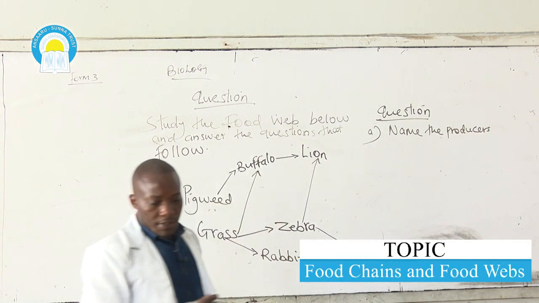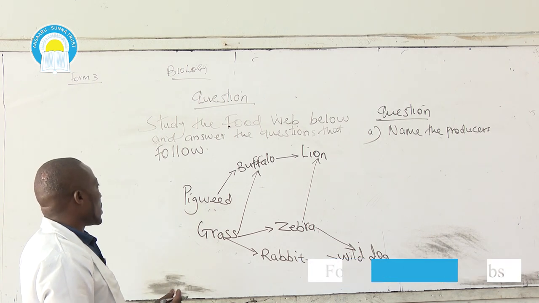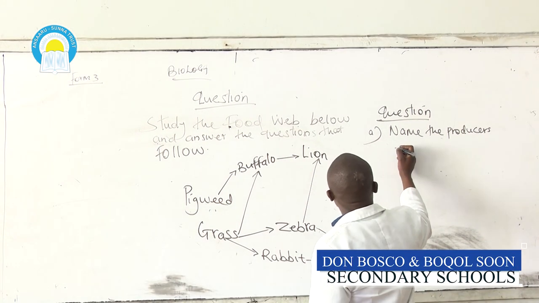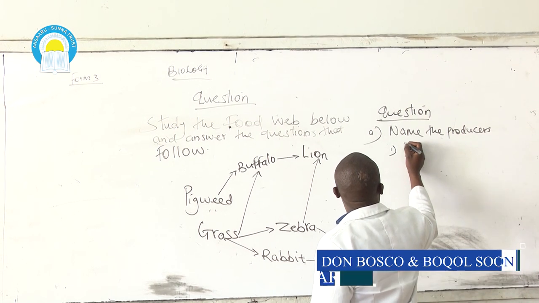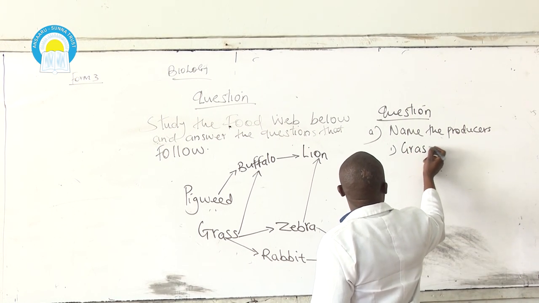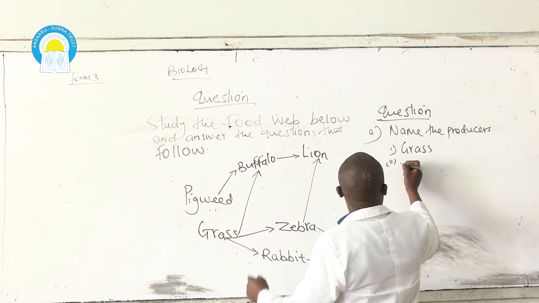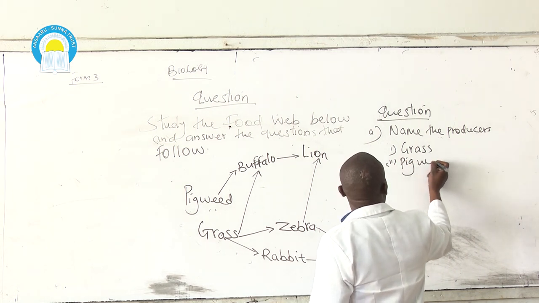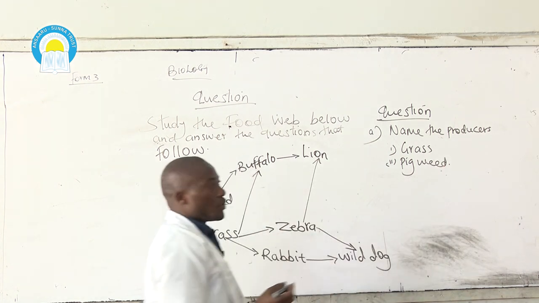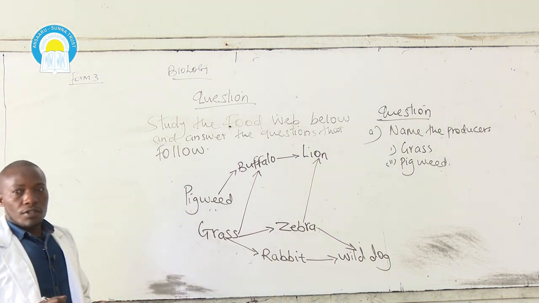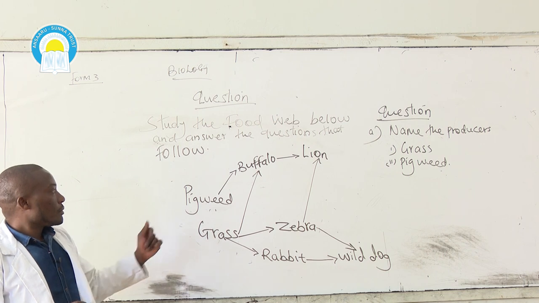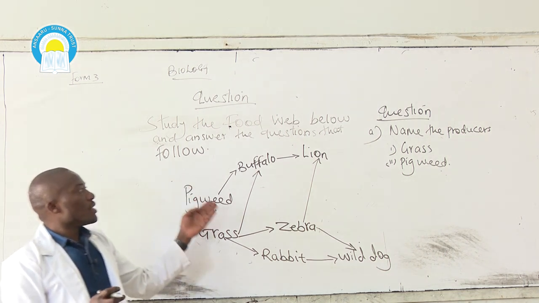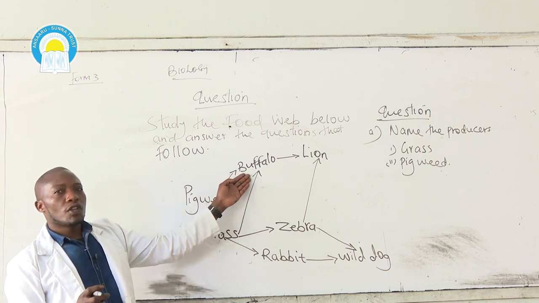Name the producers. In this case, you can see producer one, we have grass. Producer two, we have the pigweed. The pigweed is a producer, because you're seeing the pigweed is the source of food for the buffaloes.